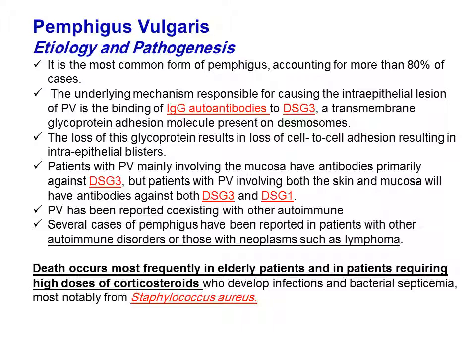Pemphigus vulgaris may be reported with other autoimmune diseases. Several cases of pemphigus are reported in patients with autoimmune disorders or those with neoplasms such as lymphoma. Death most frequently occurs in elderly patients and patients requiring high doses of corticosteroid. They develop infection and bacteria leading to septicemia, most notably from Staphylococcus aureus.